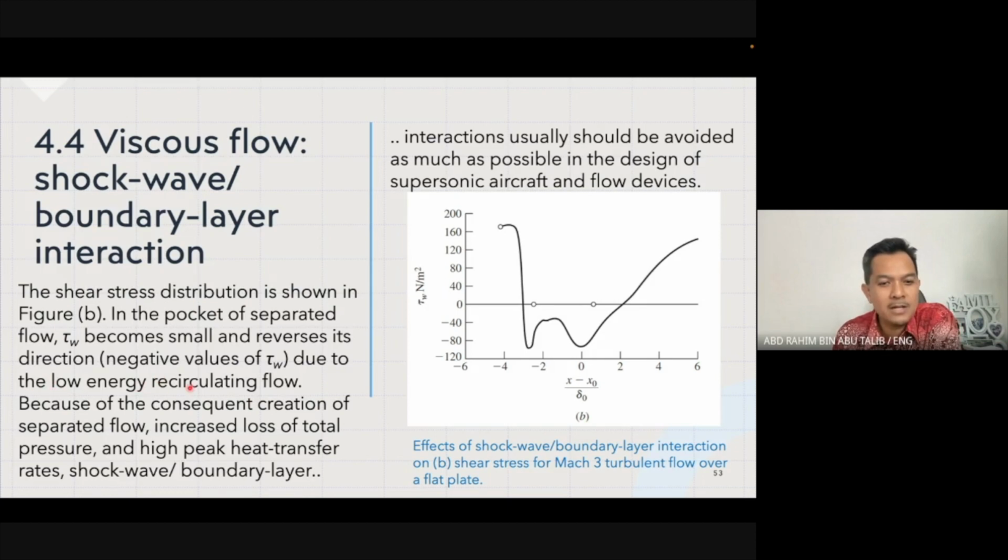Due to the low energy recirculating flow, and because of the consequent creation of the separated flow, which increases loss of total pressure and high peak heat transfer rates, shock wave boundary layer interactions usually should be avoided, right? As much as possible in the design of supersonic aircraft and flow devices. The adverse effects of the shock wave boundary layer interaction, as highlighted earlier, should be avoided, even though in practical situations it happens. That's why the aerodynamic designer of aircraft, especially for supersonic and hypersonic vehicles, must try as much as possible to avoid the shock wave boundary layer interactions.